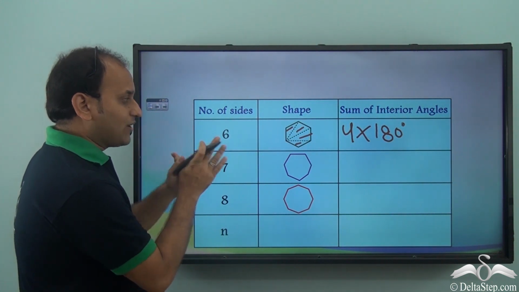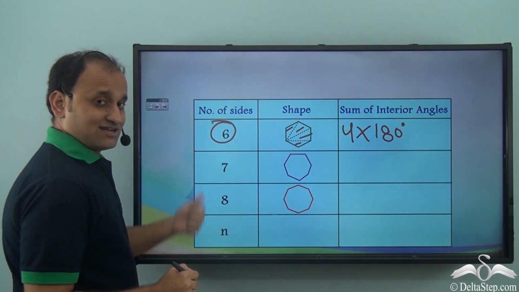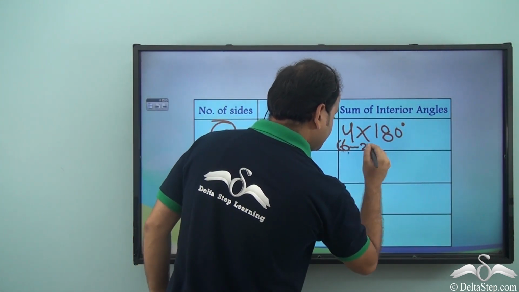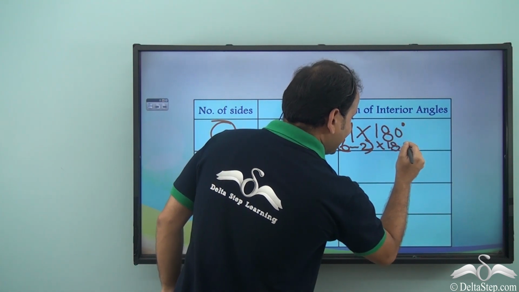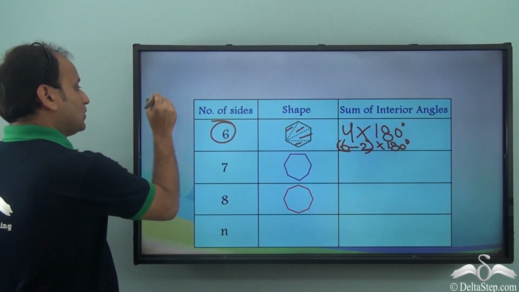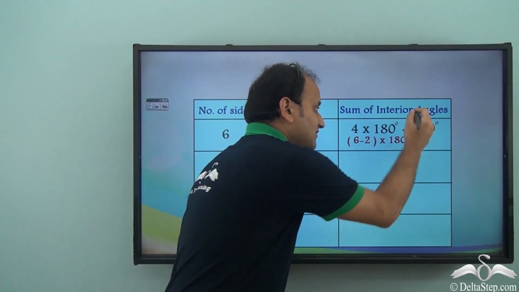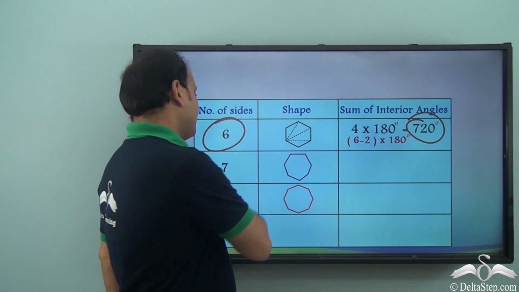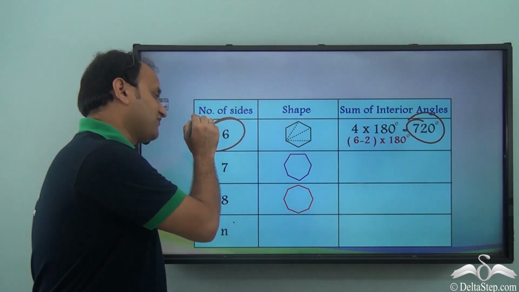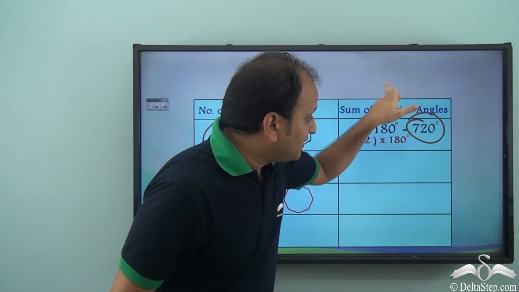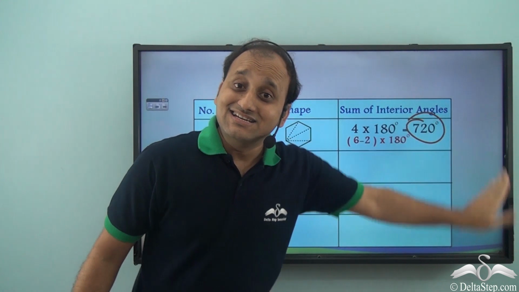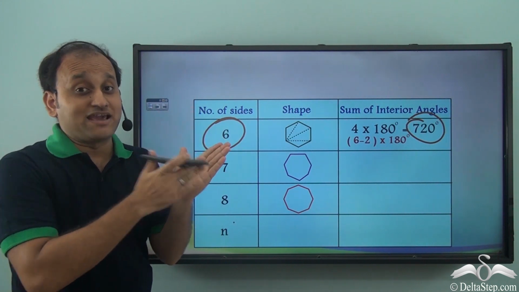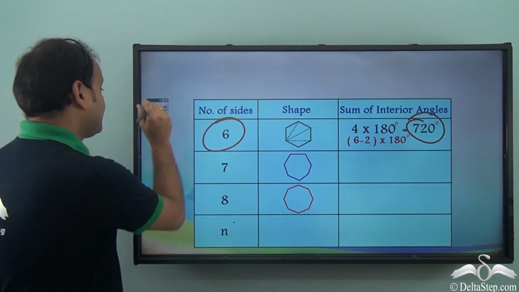Now, how can we write this in terms of 6? That is the number of sides. We can write it as 6 minus 2 into 180 degrees. So, that's what we do. And what do we get? 720 degrees. So, in the case of hexagon, that is when number of sides is 6, the sum of internal angles is 720 degrees, and which we find out from the formula, that is number of sides minus 2 into 180 degrees.